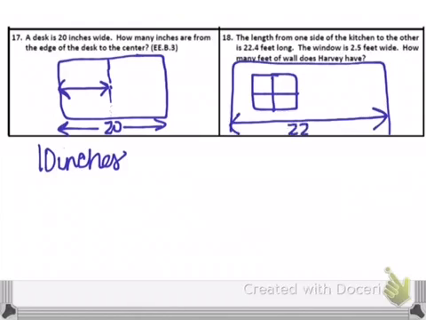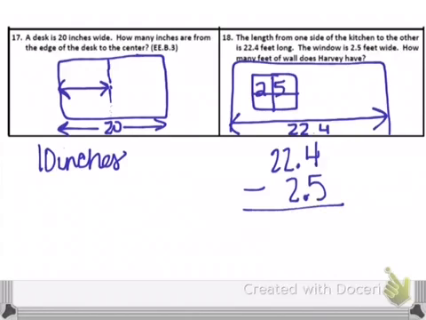So if this whole distance is 22.4, and then up here, sorry about that, then up here you've got 2.5 in the window. So if you take the 22.4 and you're going to subtract out the 2.5, because this is the wall space that you're given, but you've got to subtract the amount of wall that's going to the window space.